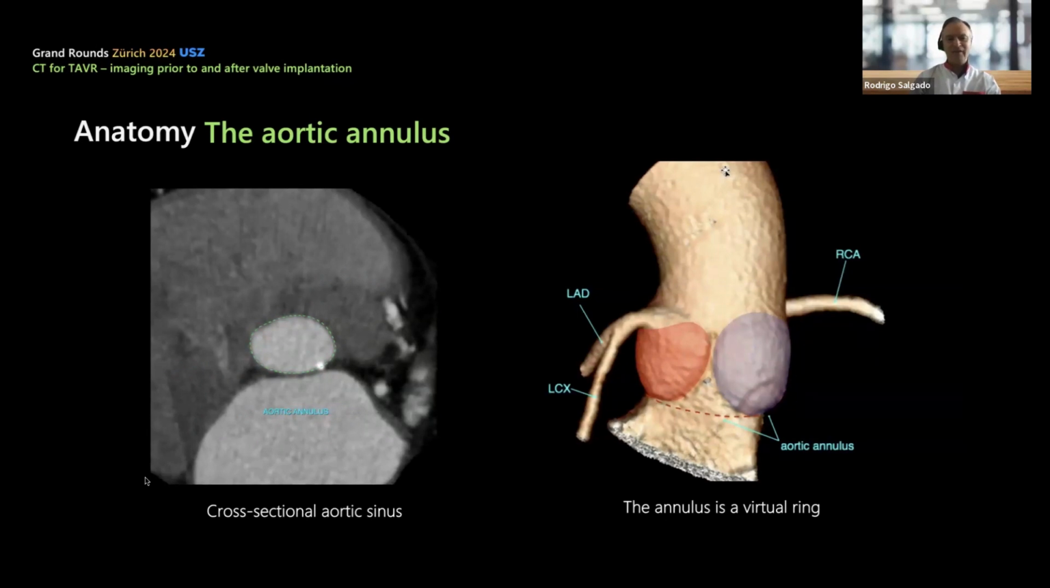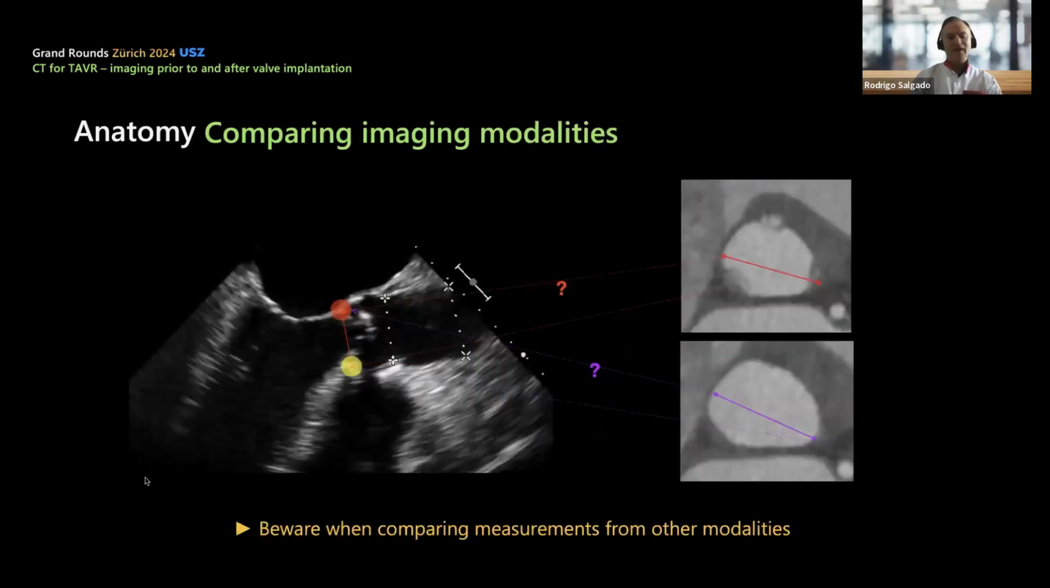And again, the aortic annulus is not a real anatomical structure. It's a virtual ring connecting the most basal insertion points of the aortic leaflets. Now, why is it so important that we know this anatomy so well? Because, for example, when you do an echocardiography, the cardiologist is always going to report only one diameter, what he thinks is the largest diameter of this aortic annulus. But it's difficult to correlate that with CT because we have an oval shape with a long and a short axis. So beware when comparing measurements from one modality to another.